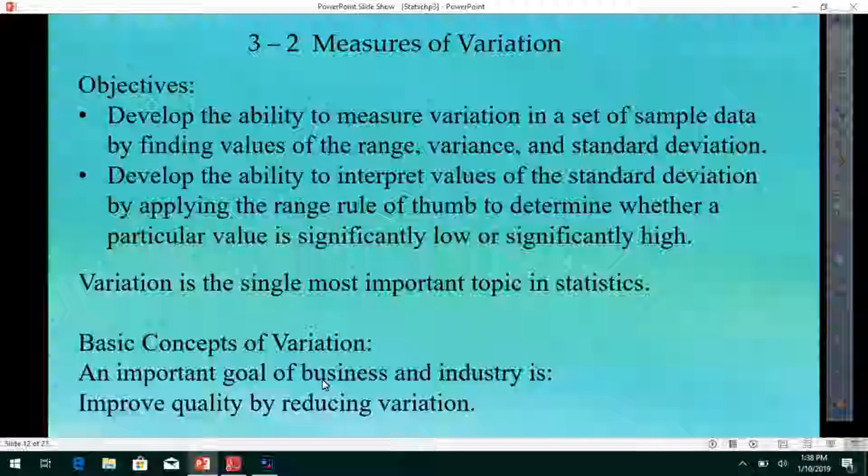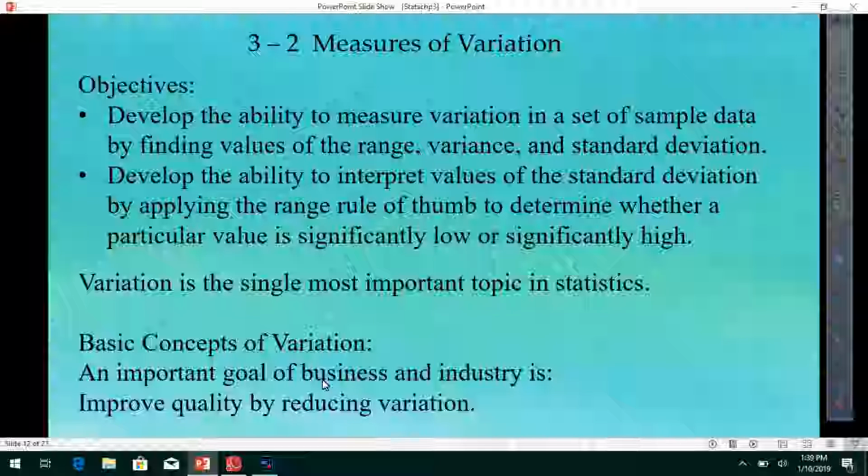Lesson 3-2, Measures of Variation. The objectives: develop the ability to measure variation in a set of sample data by finding values of the range, variance, and standard deviation. Develop the ability to interpret values of the standard deviation by applying the range rule of thumb to determine whether a particular value is significantly low or significantly high. You have probably done range before, maybe not variance and standard deviation, but you've probably not done the range rule of thumb before.